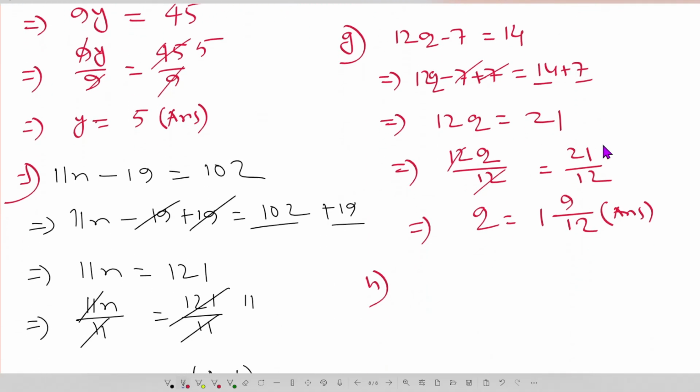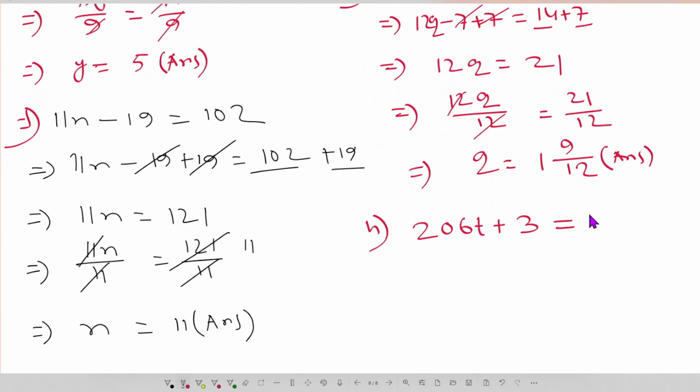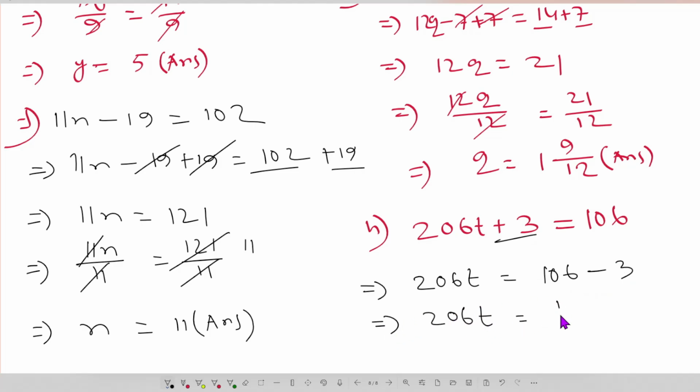206t plus 3 equals 106. So 206t equals 106, this plus 3 becomes minus 3. So here is 206t equals 103, right?